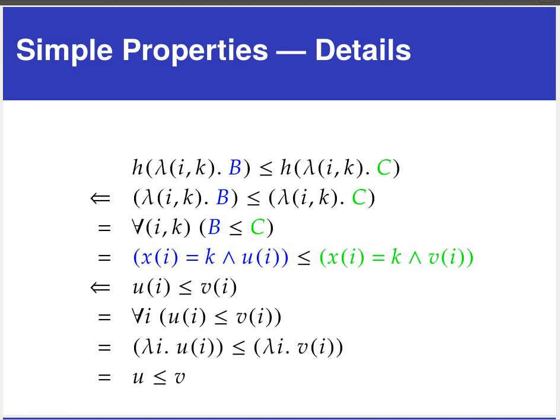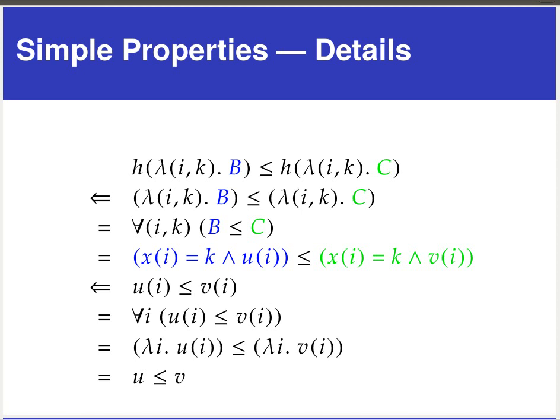The fourth step says, well, we have a conjunction on the left, a conjunction on the right. X of I equals k appears on both sides. You can think of this conjunction as a minimum operator. So if x of I equals k is true, then we just have to show that u of I is at most v of I. If x of I equals k is false, then everything is fine. So it is sufficient to show that u of I is at most v of I.